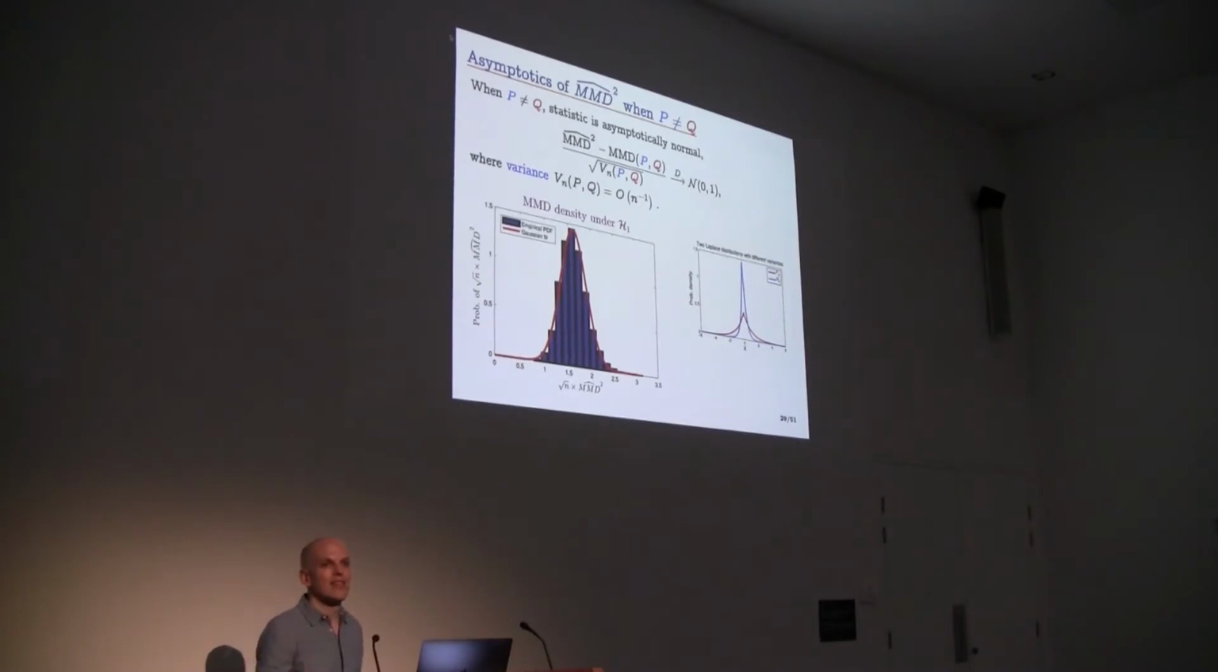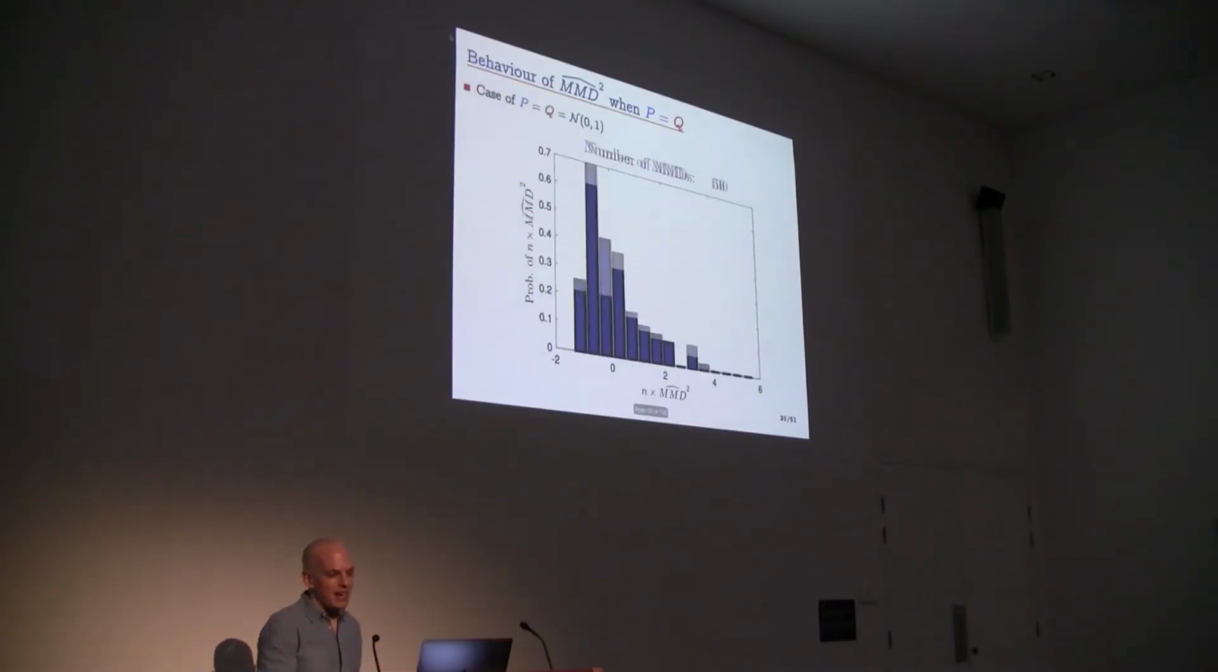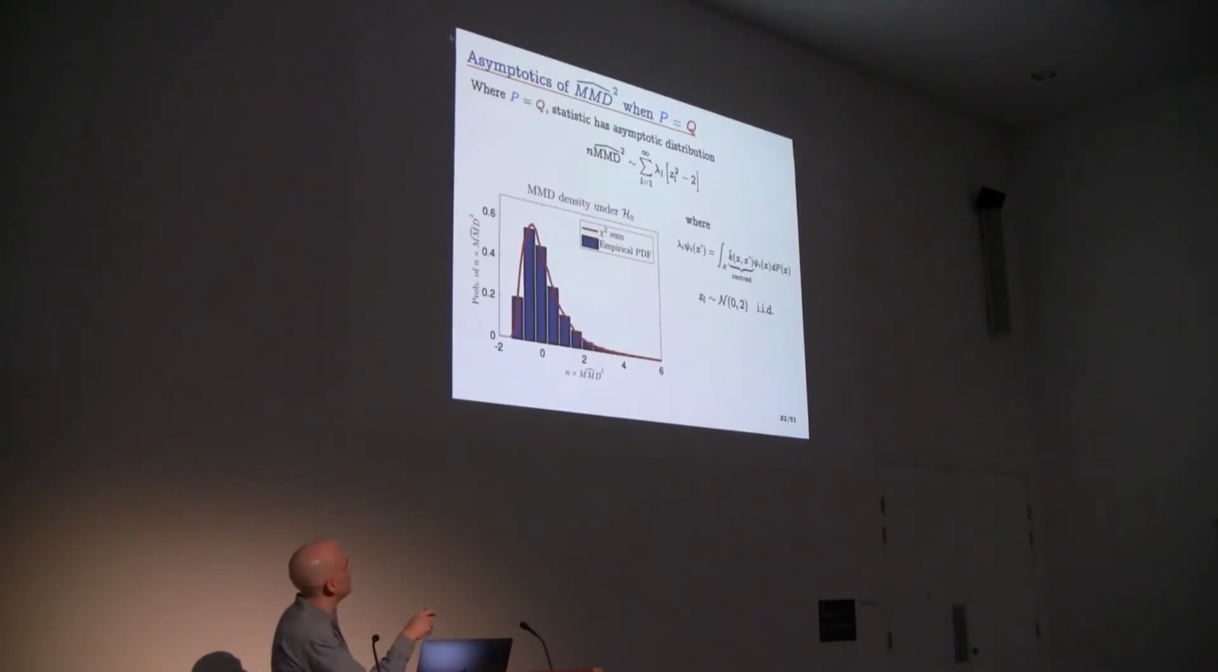But for any kernel, asymptotically the MMD metric is Gaussian. So for any kernel, the asymptotic MMD when P and Q are different is normal, with a variance that depends on the kernel choice. When P and Q are the same, the asymptotic distribution is this monstrous thing, where the coefficients also depend on your kernel and on your P.